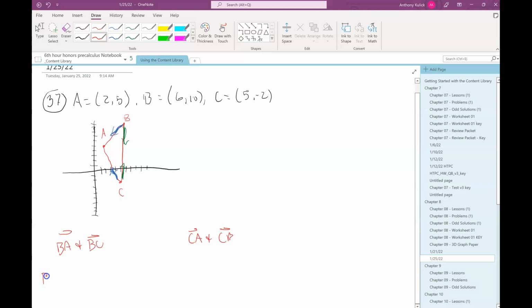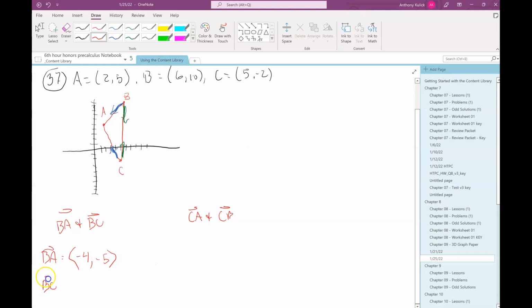So first thing I'm going to do is turn BA into component form. So head minus tail means 2 minus 6, so that's -4, and then 5 minus 10, so that's -5. And then BC, so again, head minus tail, so 5 minus 6, which is -1, and then -2 minus 10, so that's -12.